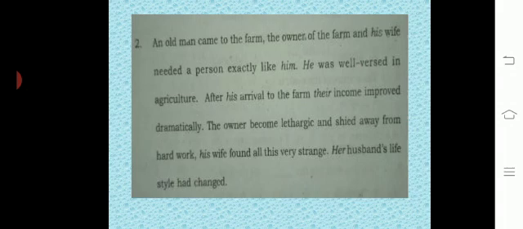Then comes he. He refers to again the old man. He was well versed. Who was well versed? The old man was well versed. Then his. After his arrival. Whose arrival? The old man's arrival. Right. Their income. Whose income? Owner and the wife. Then his wife. Whose wife? Owner's wife. Her husband's. Her. Who is her? Wife. Had changed. So this is how we relate pronouns to the nouns that appear in the given extract.